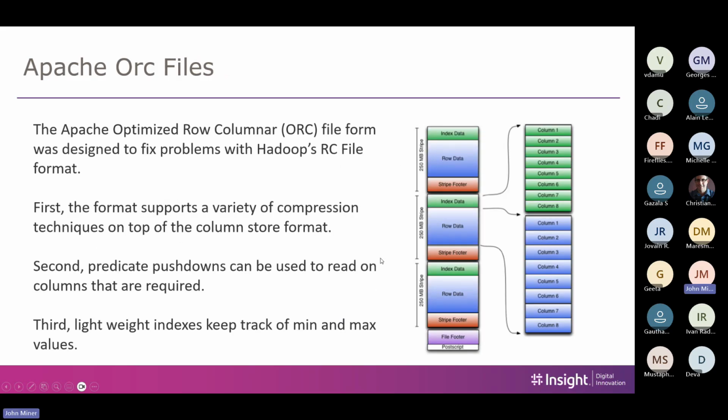ORC was based on Hadoop's RC file format. They tried to fix the problem with a variety of compression techniques on top of the column store format. The cool thing about ORC is that it allows for predicate pushdowns. So you can say, hey, I want only column 1 for a certain size, and once you get into the partition, it knows, hey, just skip this whole partition because something doesn't match, okay?